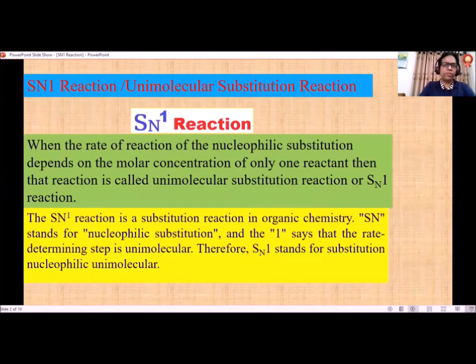SN1 reaction details. When the rate of a nucleophilic substitution reaction depends on the molar concentration of only one reactant, then that reaction is called a unimolecular substitution reaction or SN1 reaction. The SN1 reaction is a substitution reaction in organic chemistry. SN stands for nucleophilic substitution, and the 1 says that the rate determining step is unimolecular. Therefore, SN1 stands for substitution nucleophilic unimolecular reaction.